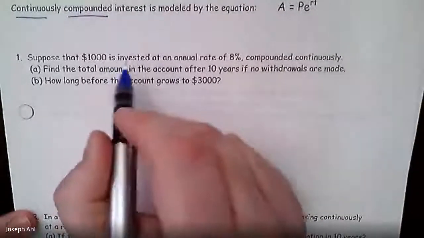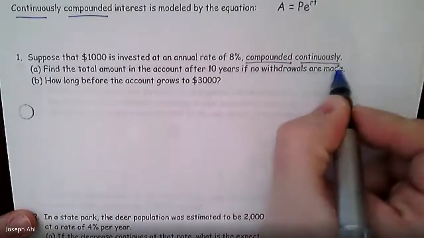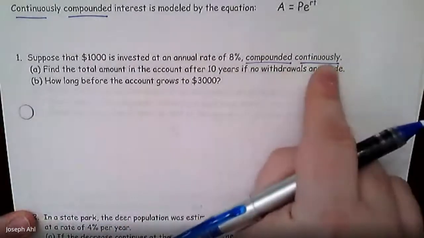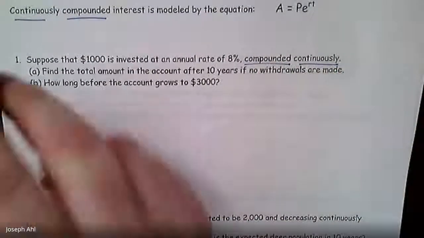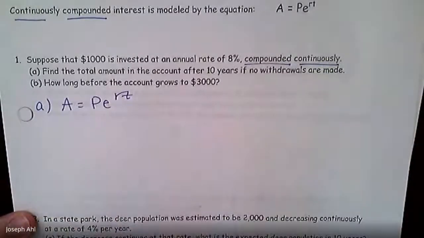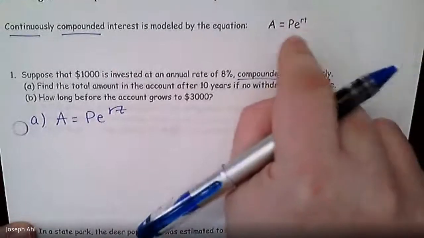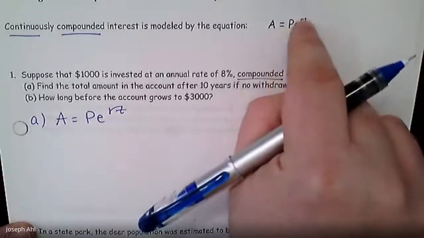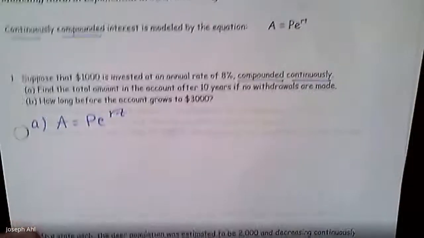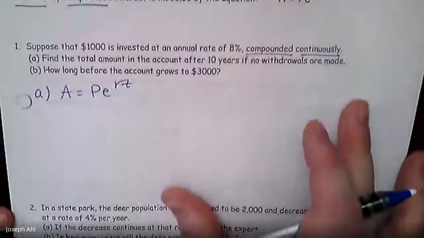So suppose that $1,000 is invested at an annual rate of 8%, compounded continuously. Those are words you're going to have to underline in the question as soon as you read them, because when I see compounded continuously, I know I'm going right away to writing down the PERT formula. It's fun that it even has a little name, right? PERT. P is the initial amount still, R is the rate, T is the time. The only thing that's different is that e is the base of the exponential, and it's a number. It's 2.718. The calculator knows it.